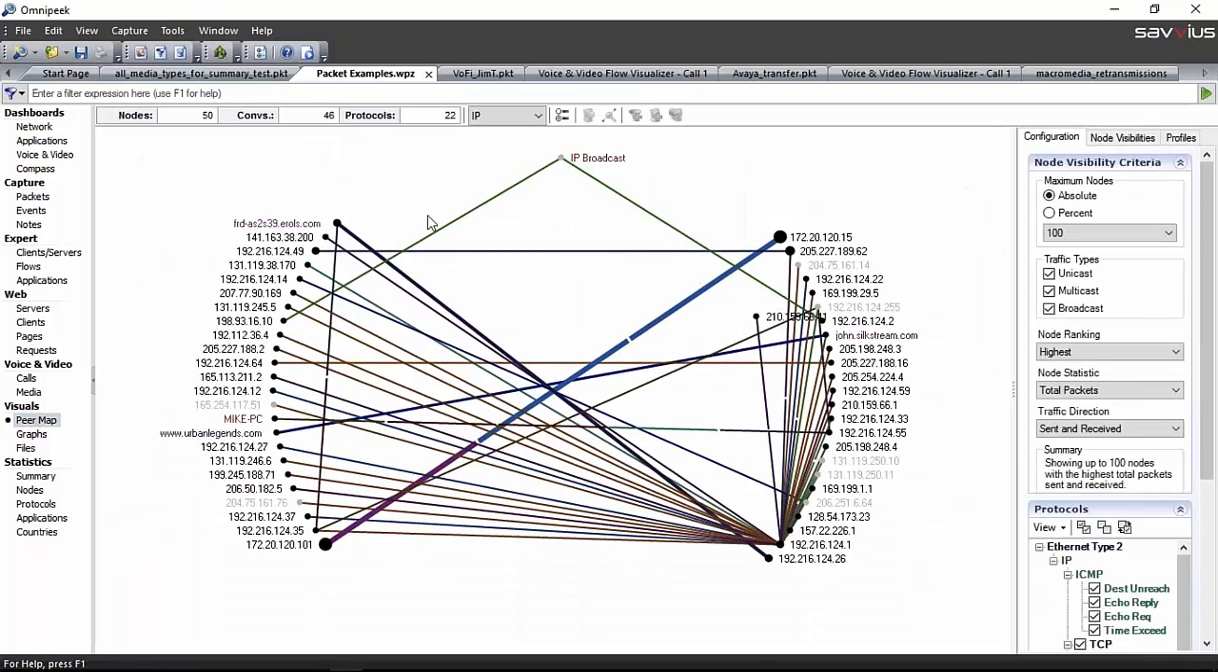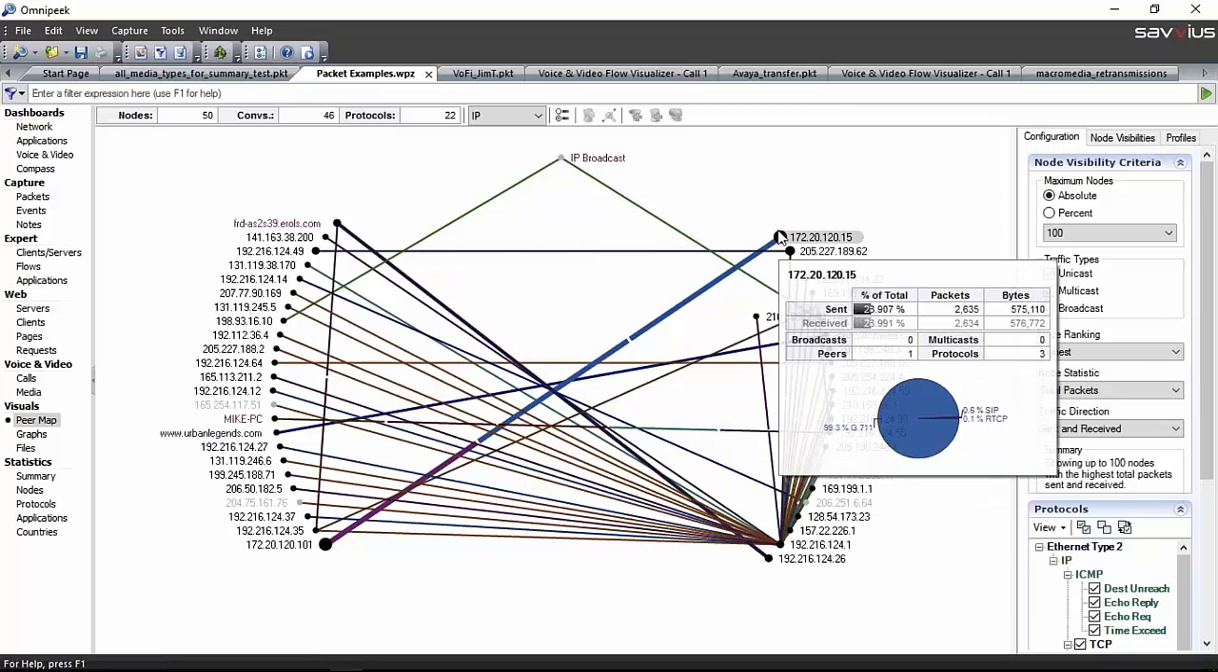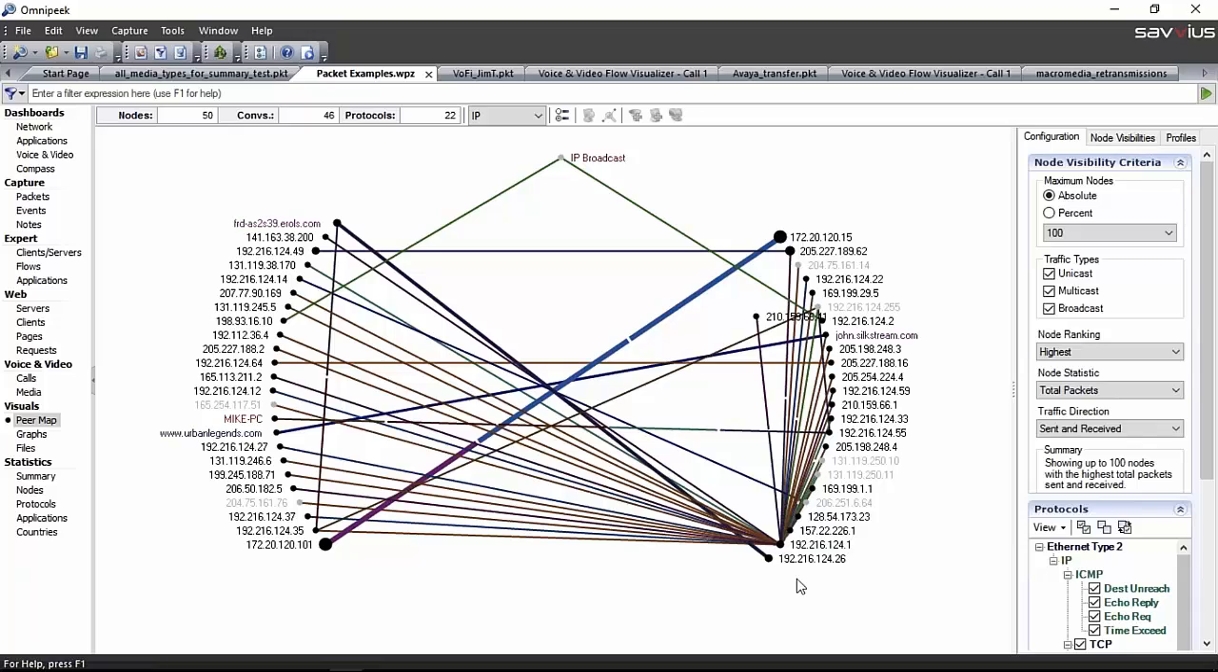And for things like network segmentation, it's very easy to go to something like our peer map, where you can see from a network perspective how everything is interconnected with each other. So if we choose a certain number of VoIP calls, we'd be able to see exactly what our connectivity is between the caller and the callee for each of those calls.